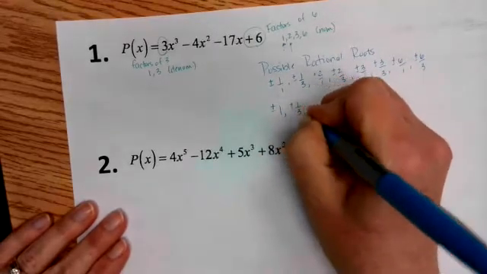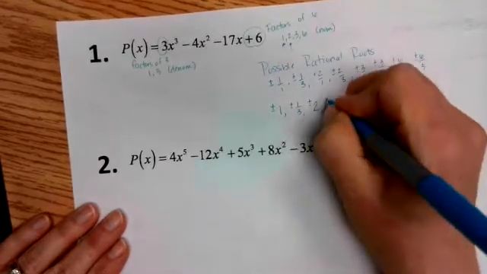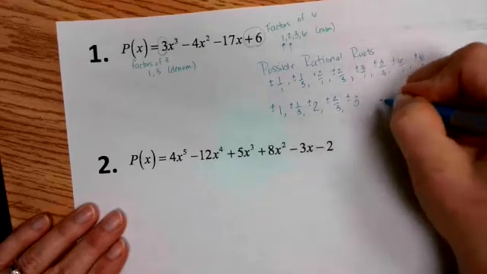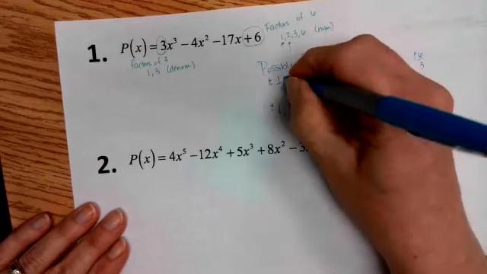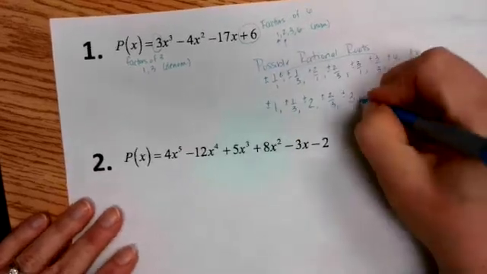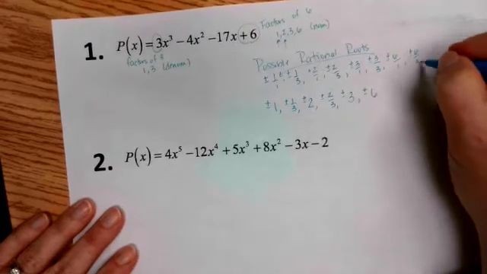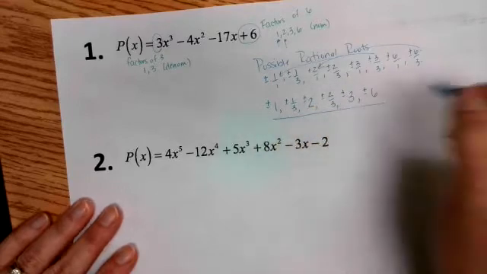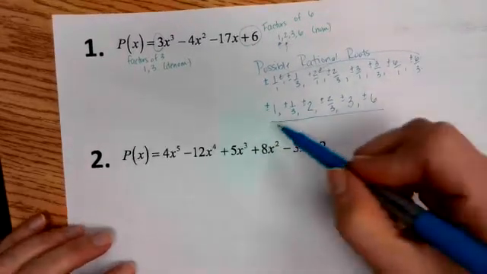1/3 doesn't reduce. For my 2 over 1, I'm just going to write that as 2. And then I have this 2/3. For the 3 over 1, I'll just write that as 3. Now my 3 over 3 is the same thing as 1 over 1, so I'm not going to write it again. And I have plus or minus 6 over 1, so 6. And then 6 over 3 is the same as my 2 over 1, so I'm not going to write it again. These are my possible roots. If I ask you for the possible rational roots, these are them.